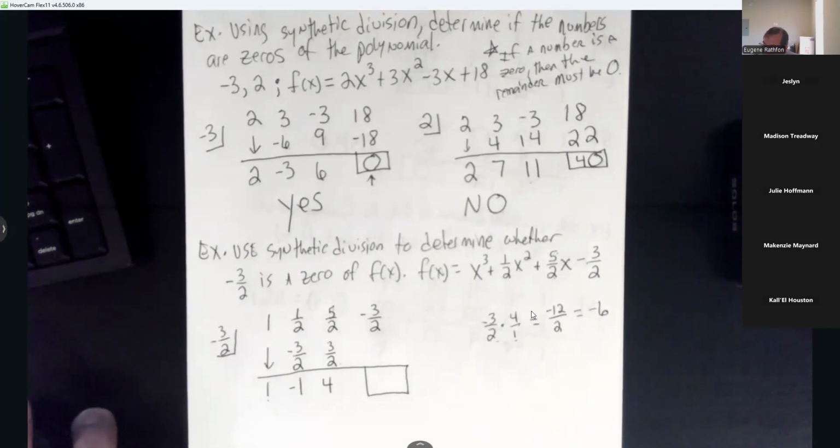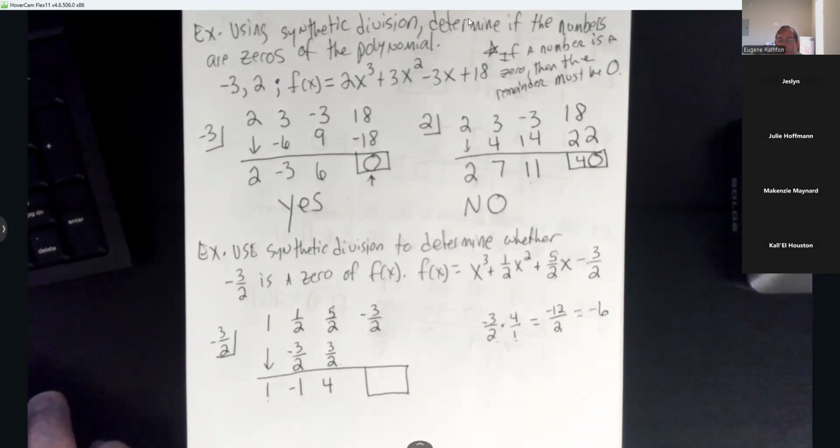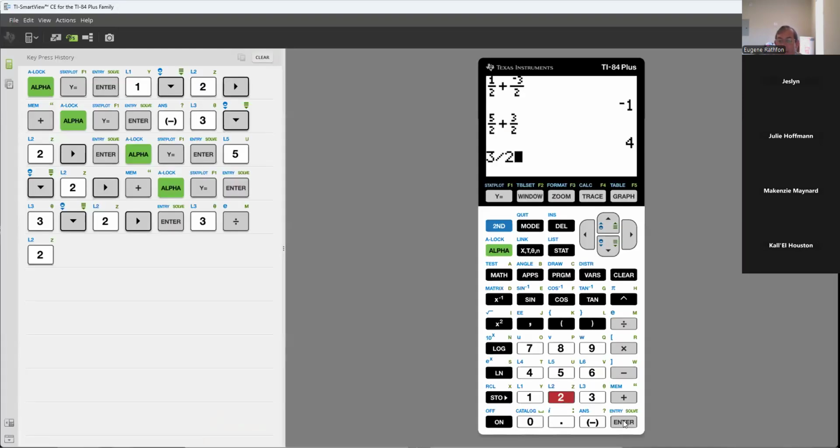All right, so if we were doing that on our calculator, okay, so y'all are asking how to make a fraction. If you ended up with something like 3 divided by 2, and you got a decimal, and you want to make that into a fraction, you hit math and enter twice, and it'll change it back into a fraction for you, okay?